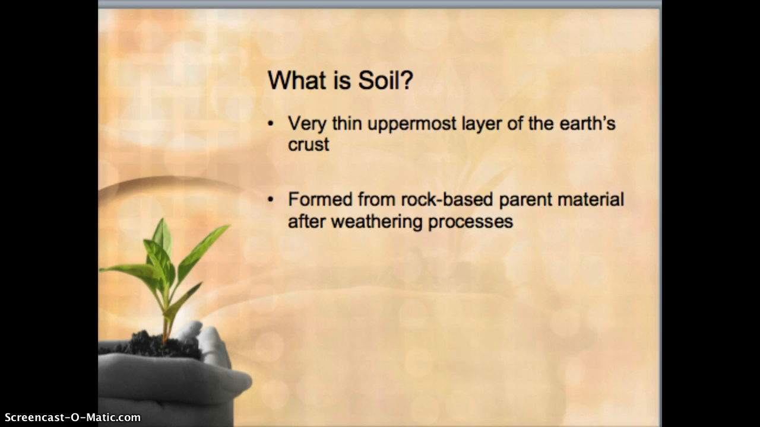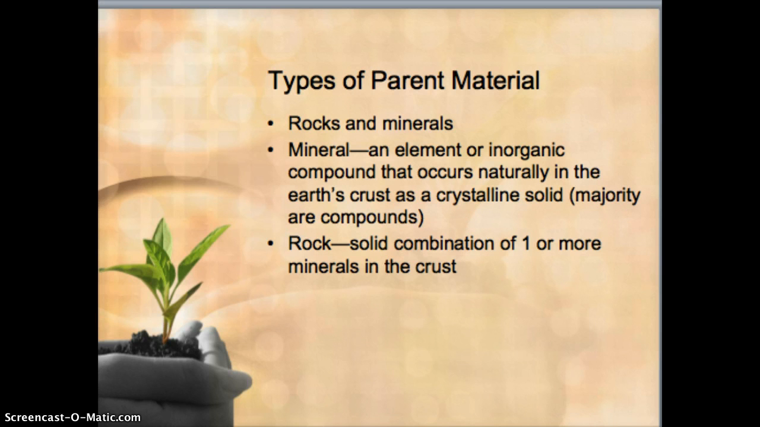So soil is really just the very thin, compared to the other parts of the earth, uppermost layer of the earth. And it's always formed by some sort of, we call it parent material, through weathering processes. And that's why we do the information in lab on chemical and physical weathering. So if you think about it, all of the rocks, all of the soil that we have are really just components of rocks and minerals that we started with. So minerals are just a particular element or inorganic compound, and a rock is when you have more than one mineral in a solid combination.